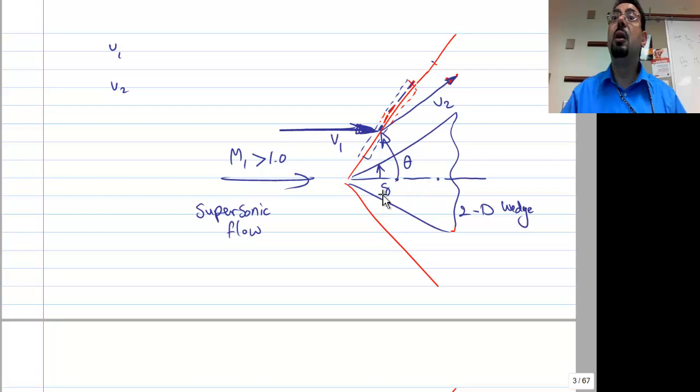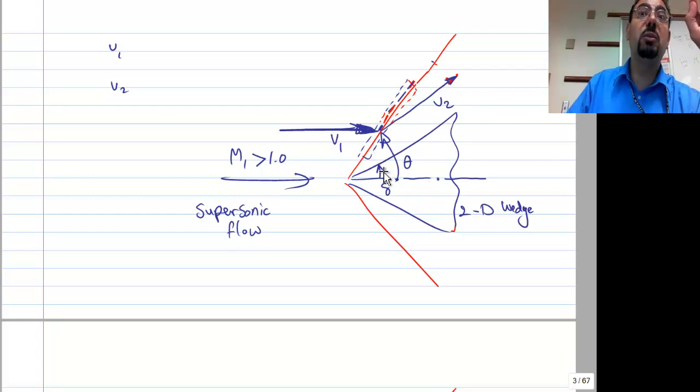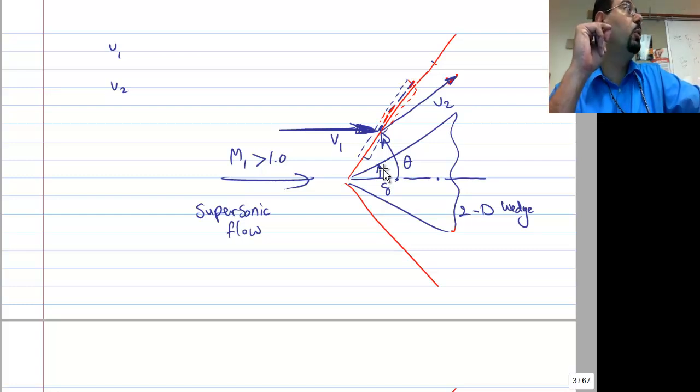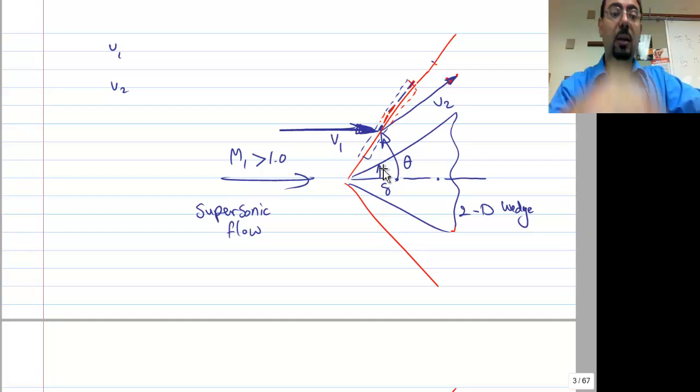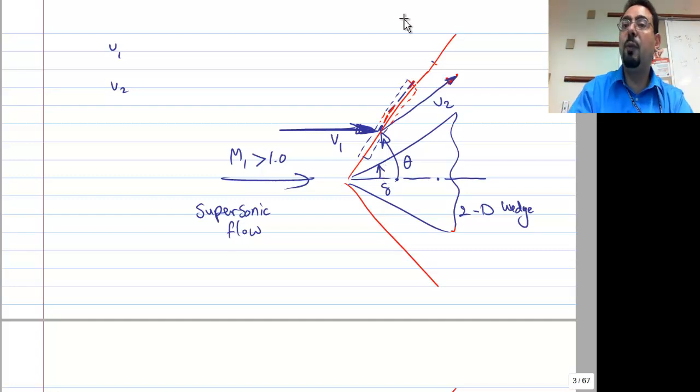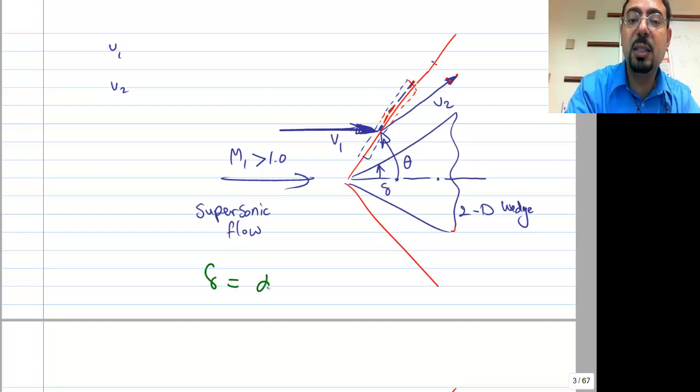Because of this, the half wedge angle delta actually has an even better name. What would you call it? Delta over 2? No, you would call it the deflection angle. Why deflection? Because the flow gets deflected by this much. So delta is the deflection angle.